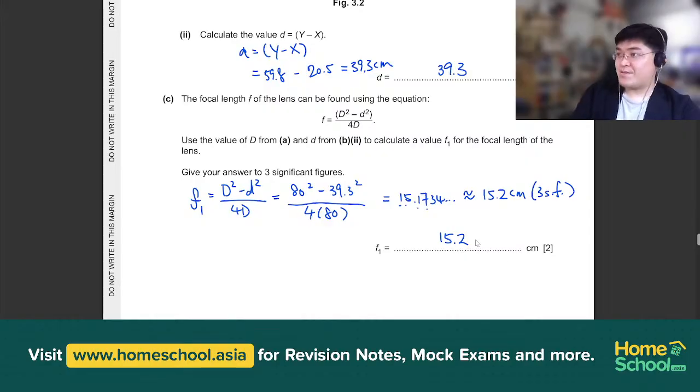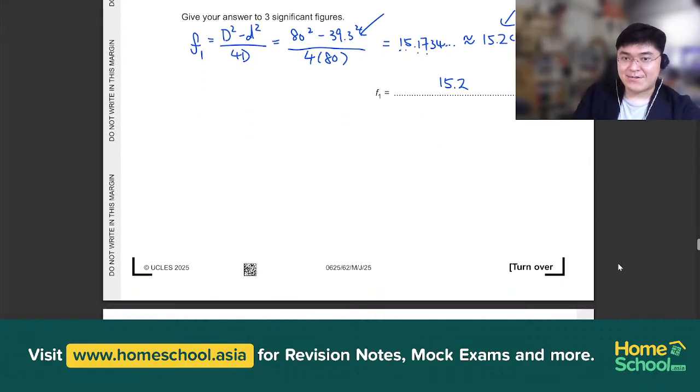Done. All right, so this is a 2 mark question. How do you get your 2 marks? Your first mark is if you write this down. The second mark is if you get 15.2, and also in three significant figures. Okay, let's continue.